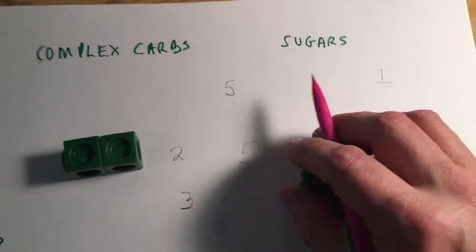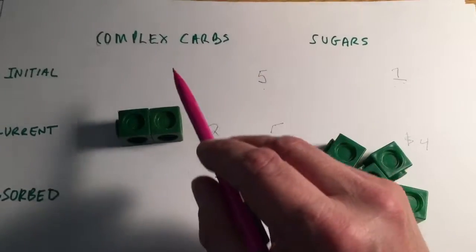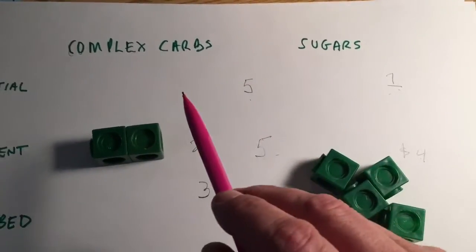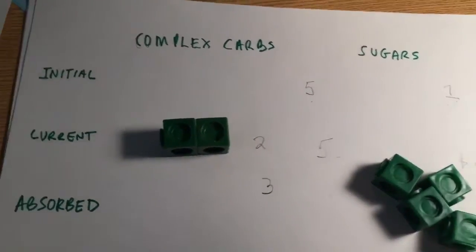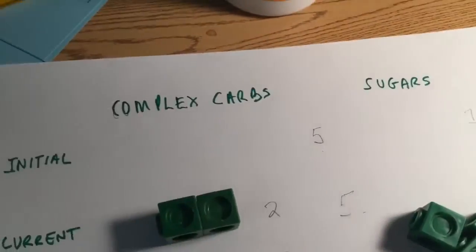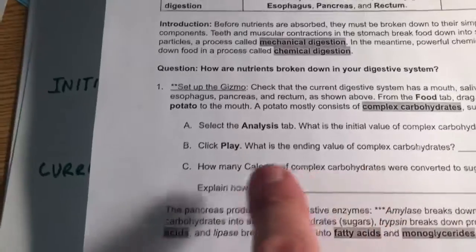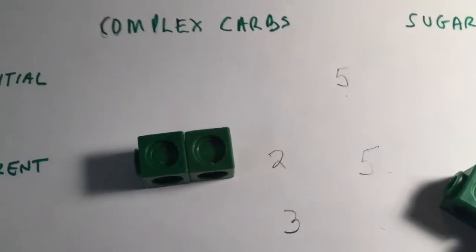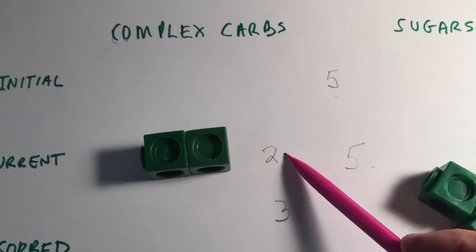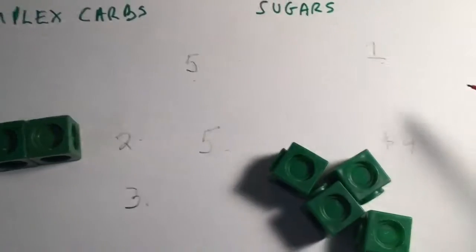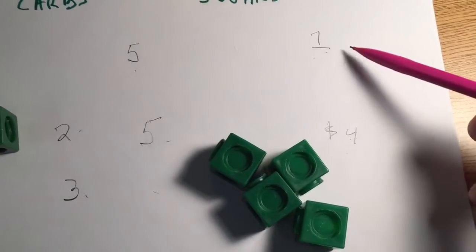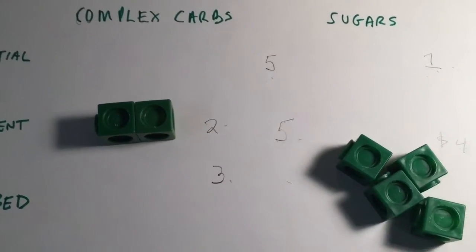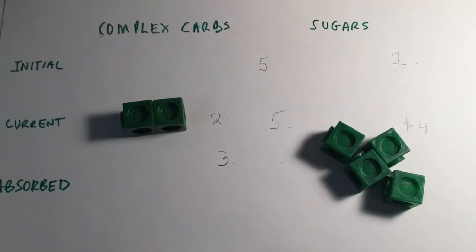So when it's asking you to calculate how many sugars were created, or I forget the question it asks us, it's asking us, what is the ending value, how many calories of complex carbohydrate were converted to sugars. What you're going to do is subtract this number from this number to get 3, or you could subtract this number from this number, because that's essentially what's happening. Hope that's helpful for part B.